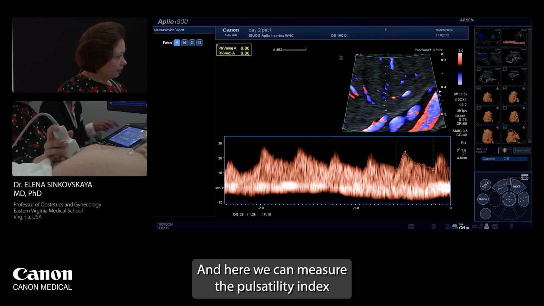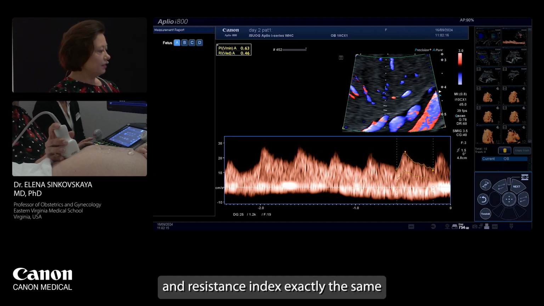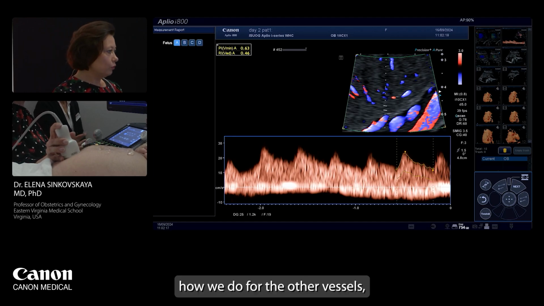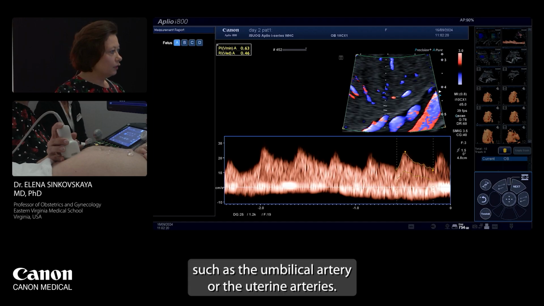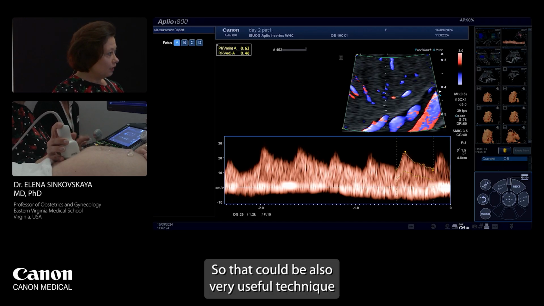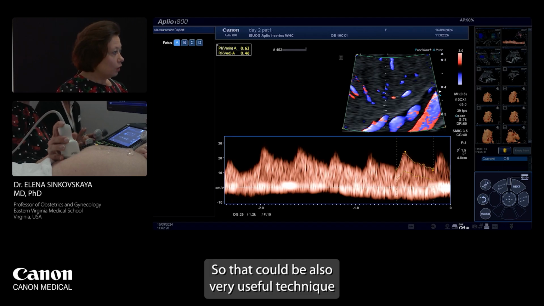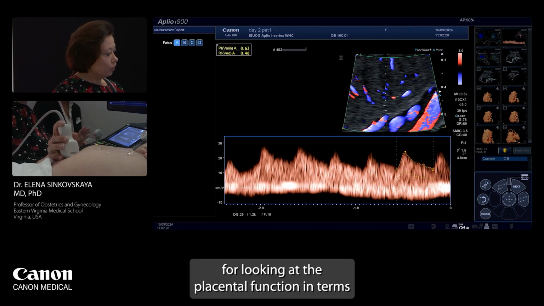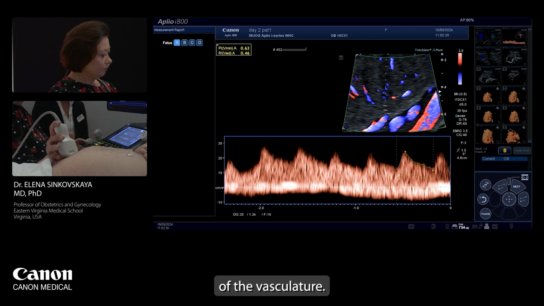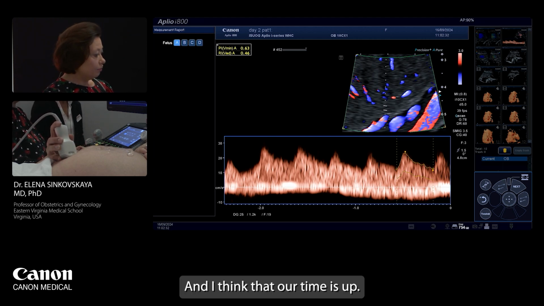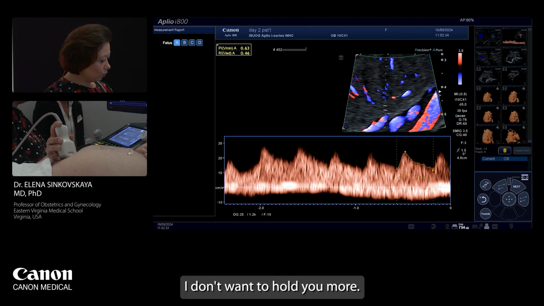And here we can measure the pulsatility index and resistance index, exactly the same way we do for the other vessels, such as the umbilical artery or the uterine arteries. So that could also be a very useful technique for looking at the placental function in terms of the vasculature. And I think that our time is up. I don't want to hold you more.